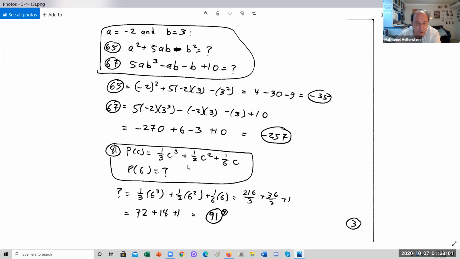So 1/3 of 6 cubed plus a half of 6 squared plus 1/6 of 6. Now this first term, 1/3 of 6 cubed, that's 1/3 of 216 because that's 6 cubed. A half of 6 squared is a half of 36. 1/6 of 6 is 1. This comes out to 72. This comes out to 18. This comes out to 1. 72 plus 18 plus 1 is 91. So if you make a square pyramid of oranges or soup cans or what have you, and it's 6 rows deep, then it's a total of 91 oranges or soup cans or what have you.